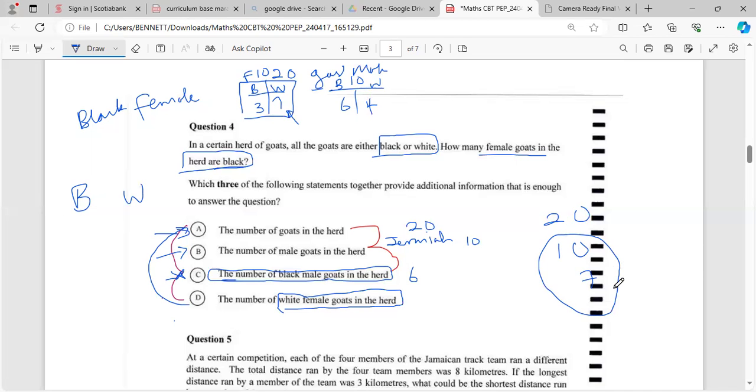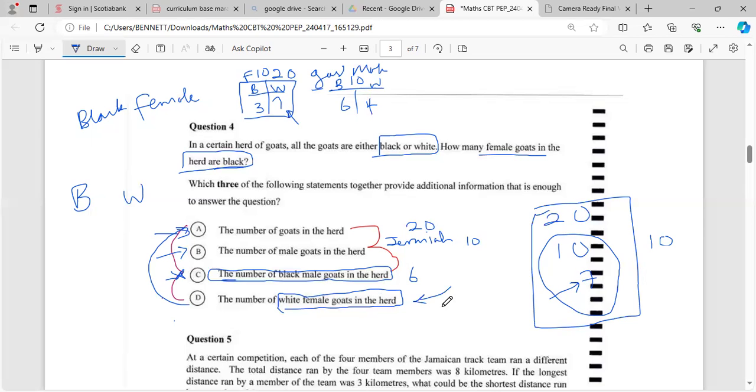But we could get the 3 from this, right? We could know the 3 by ourselves. Look, total number of goats is 20, right? The number of male goats is 10, because that's what they say. That means the number of female goats is 20 minus 10, which we know is 10. And we know that out of the female goats, 7 are white. That means the balance should be what? Black, right? Hope you guys are getting it. Yes, sir.